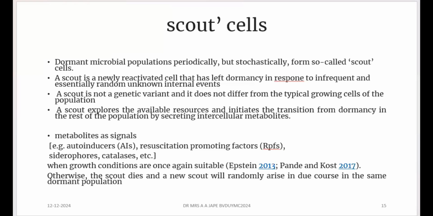So it was dormant and it became active. Right? So a scout is not a genetic variant. It doesn't differ from the typical growing cell of the population, but it is expression of certain genes. It is expression of certain metabolic pathways that would convert it from a dormant, inactive cell to an active cell. So the scout explores the available resources and initiates the transition from dormancy to its active phase.